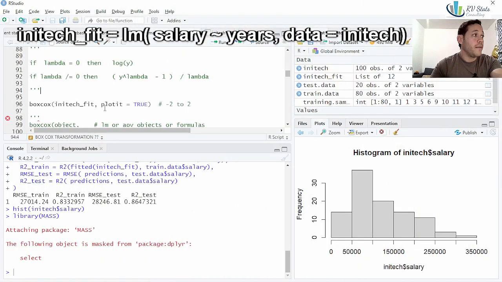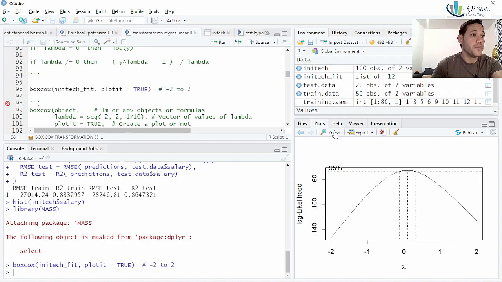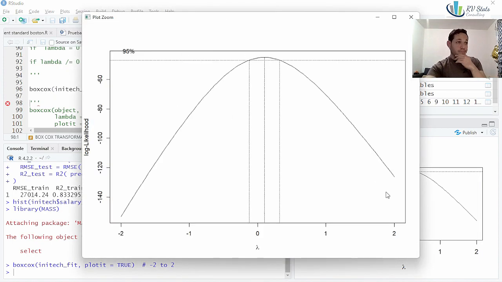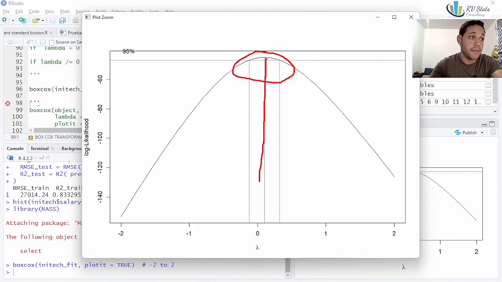Important. Well, for that, we're just going to call the function boxcox, and we pass our previous linear model, and we want to see the plot true. And we have from minus 2 to 2, that's the default, then let's create it, and there you go. This is the output. The higher the better. So you can see here, which value should we use for lambda? Say, it's near zero, 0.001 or something like that, but near zero.